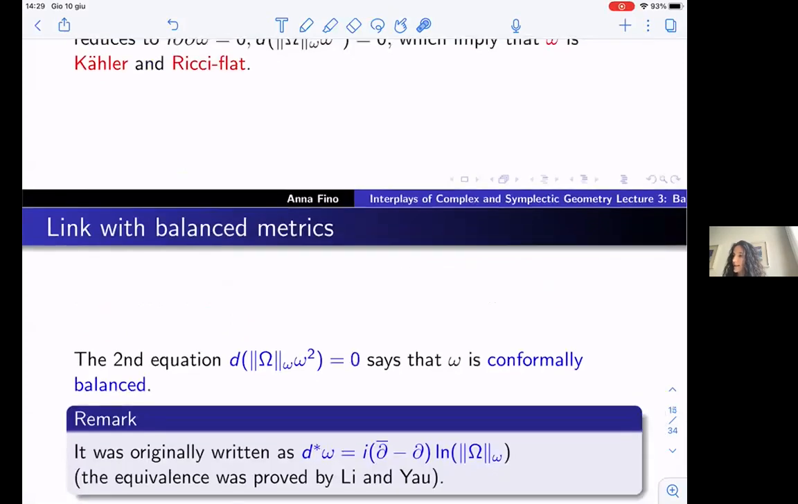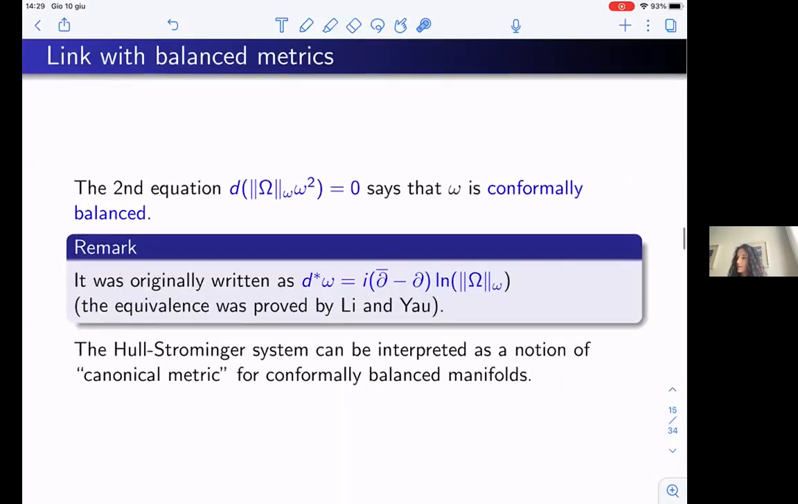Here we have exactly the link with the balanced metric. So in fact, we are asking that omega is globally conformally balanced. This is what was not written originally in that way. In the paper by Hull and Strominger it was written in this way, asking that the star of d omega is in fact d-bar minus d logarithm of the norm of the (n,0)-form, and the equivalence was shown by Li and Yau.